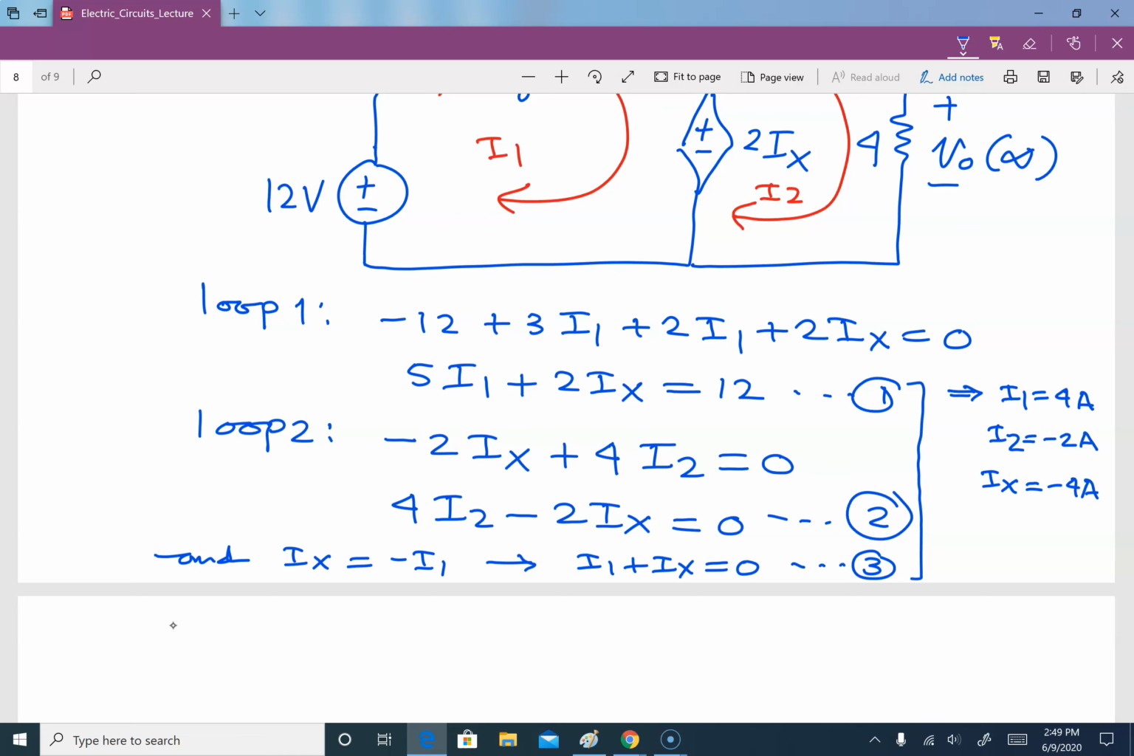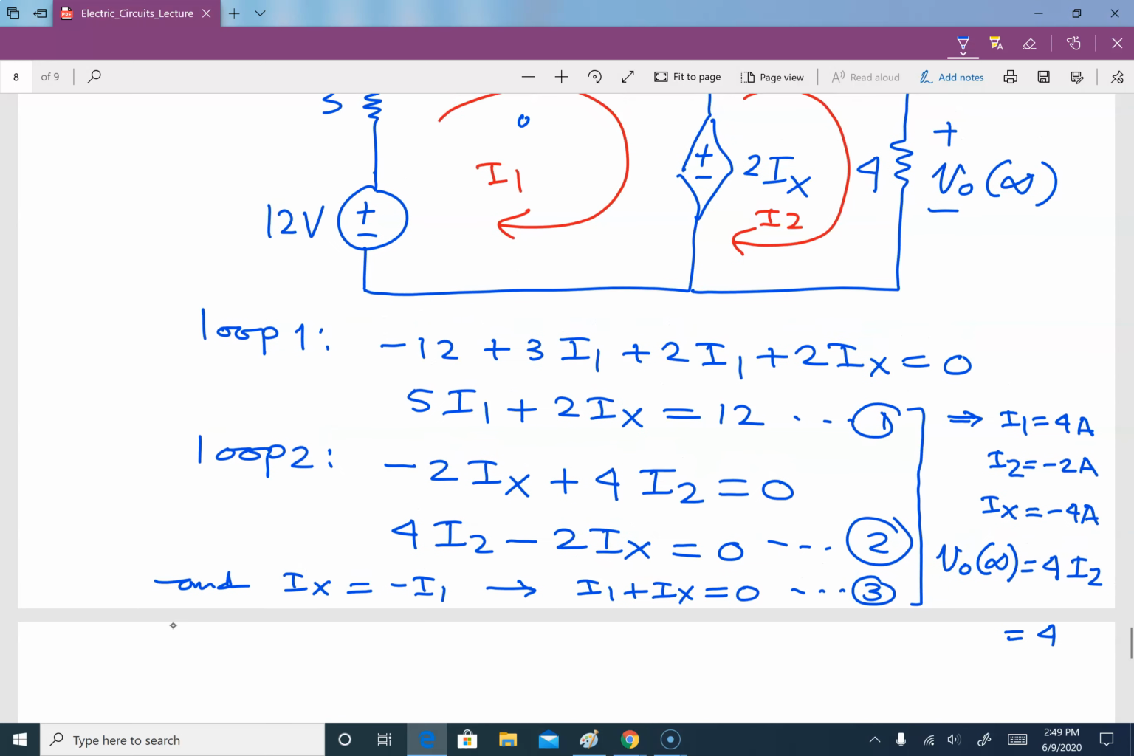So if you look at this, our V naught of infinity is equal to 4I2. And this is equal to 4 times I2, which is negative 2. So that is negative 8 volts.